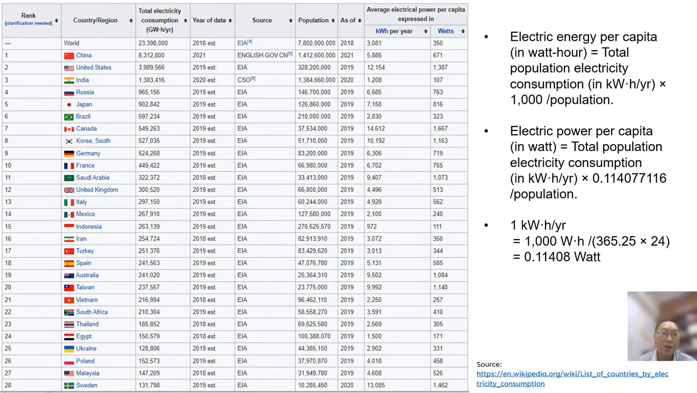So what we can see here is that China has the largest population, and they reach 5,885 kilowatt hour per year. But how about Malaysia? The average electrical power per capita for Malaysia is 4,608 kilowatt hour per year, which is equal to 526 watts.